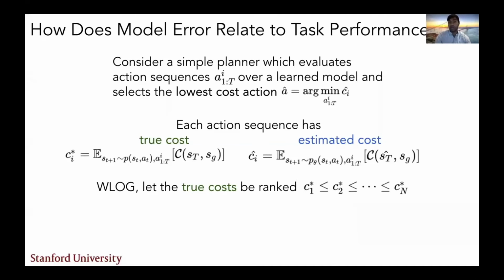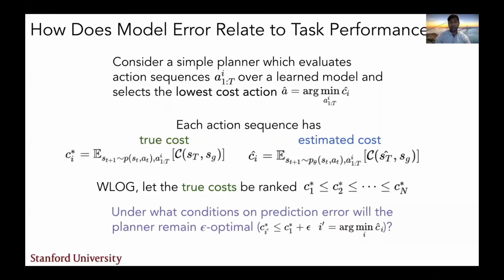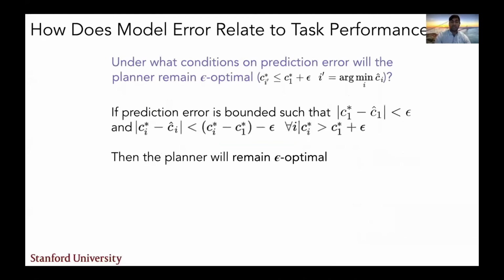That is, under the true cost, the planner will select action sequence 1 as the best action. We aim to understand under what conditions the planner's behavior remains epsilon optimal. That is, the chosen action sequence has true cost within epsilon of the best true cost when planning under the learned model and estimated cost. We showed that if the prediction error on the best trajectory is bounded by epsilon, and the prediction error on the suboptimal trajectories is bounded by their distance to the optimal trajectory, then the planner will remain epsilon optimal.